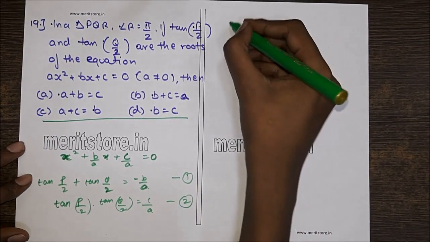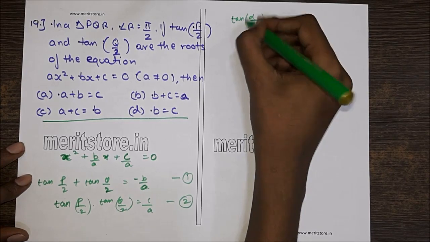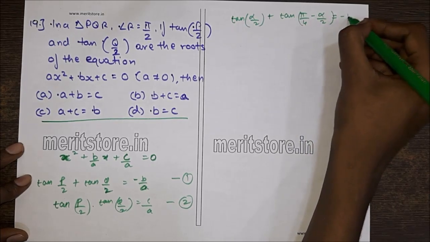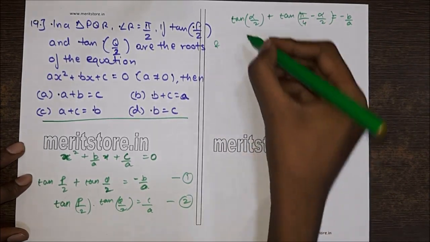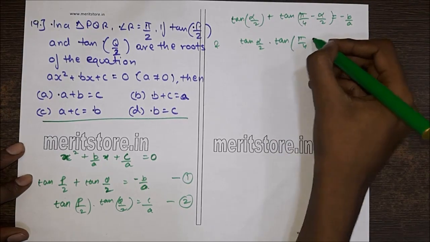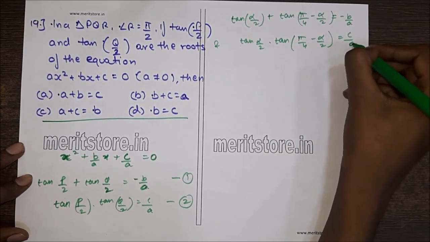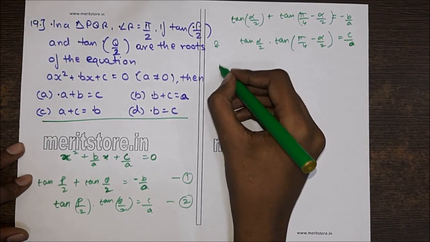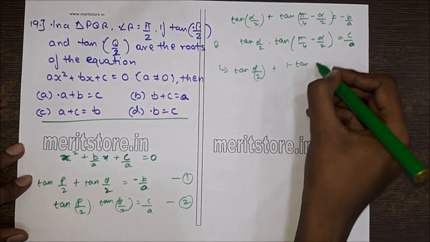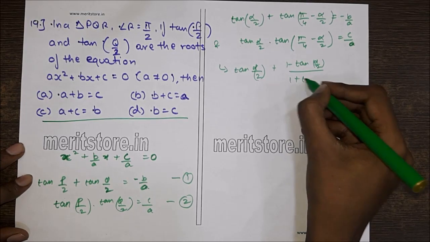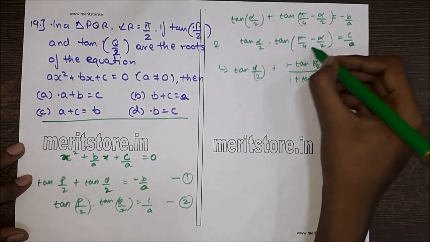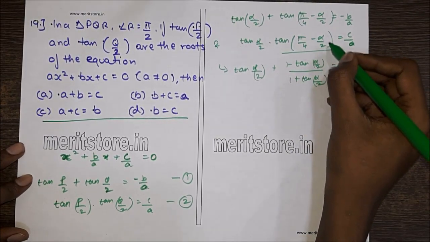We can write equation 1 in an alternative form such that tan alpha by 2 plus tan of (pi by 4 minus alpha by 2) is equal to minus b by a. And similarly for equation 2 we can write tan alpha by 2 into tan of (pi by 4 minus alpha by 2) is c by a. So now we can say tan alpha by 2 plus (1 minus tan alpha by 2) upon (1 plus tan alpha by 2) is equal to minus b by a. Expanding this tan of pi by 4 minus alpha by 2.